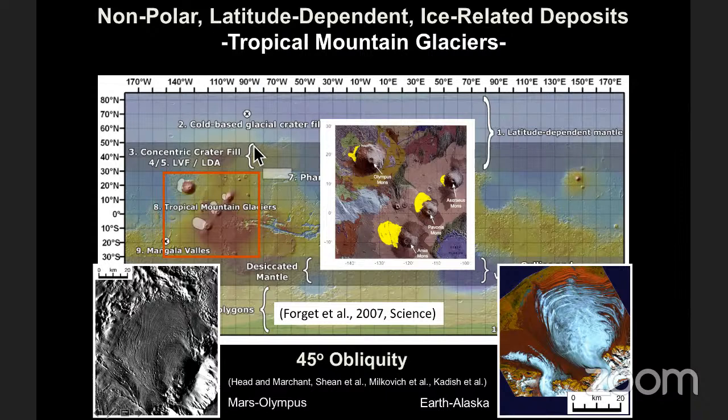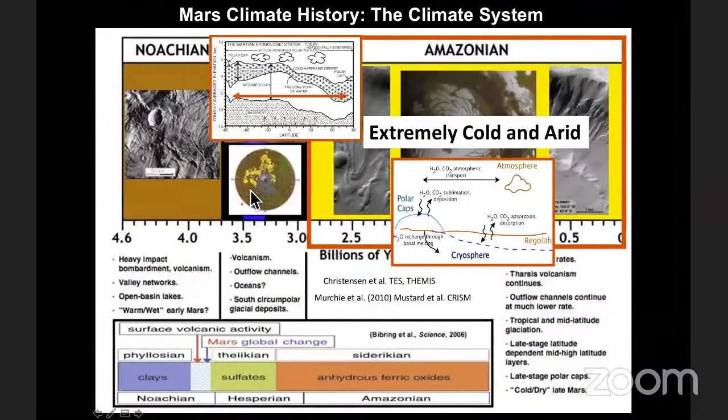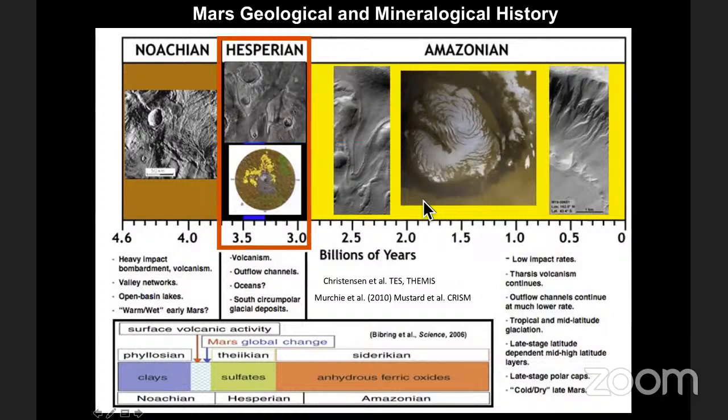So we're able to use these deposits to fill in the obliquity history of Mars, and that's another whole story. But the bottom line is, for the Amazonian, for the last 3 billion years, the geological history shows an extremely cold and arid period with a horizontally stratified hydrological system and essentially recycling from obliquity variations of water vapor and ice and CO2 from the polar reservoirs into the more equatorial and mid-latitude regions. So that's essentially the signature of the Amazonian. It is completely consistent with anhydrous oxides in the oxidation state that we see today for the last 3 billion years, very much like Antarctica.